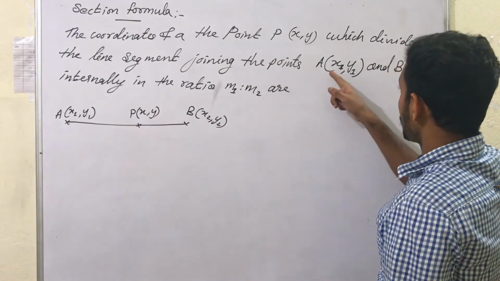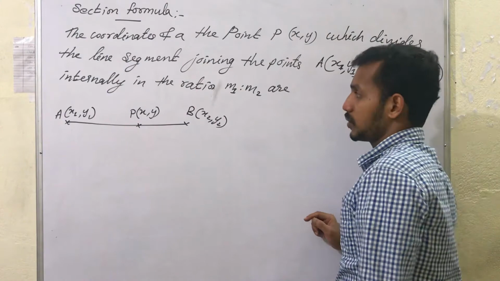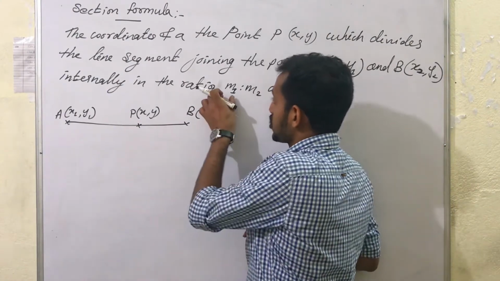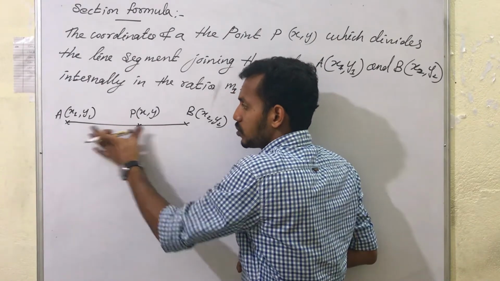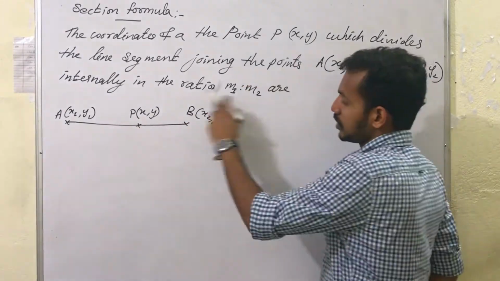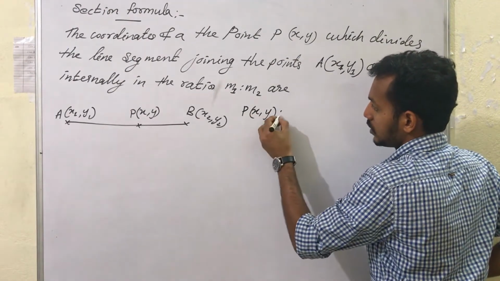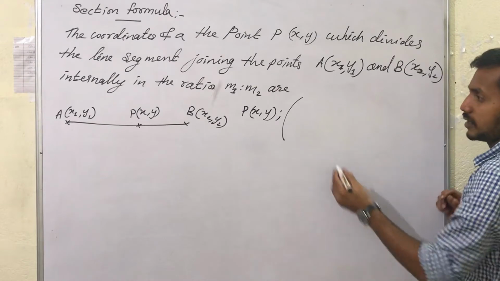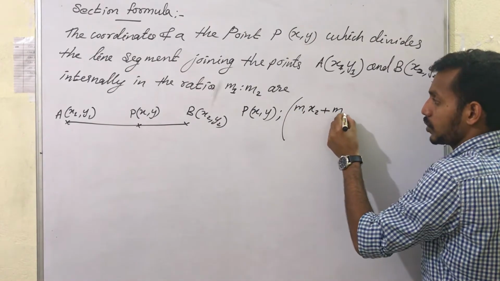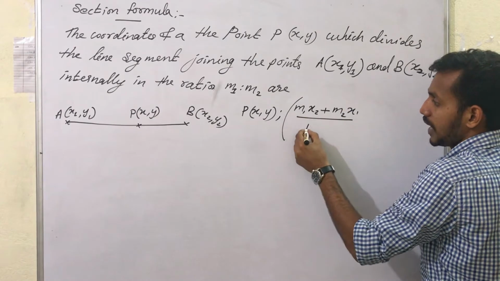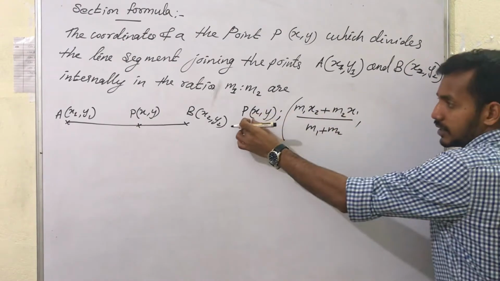The point divides the line segment joining the points A and B internally in the ratio m1 is to m2. We are generally considering m1 and m2. It can be 1 is to 2 or 2 is to 3 or any ratio. Its coordinates will be P(x, y). First we can write the x coordinate, that is (m1 into x2 plus m2 into x1) divided by (m1 plus m2). This is the x coordinate.